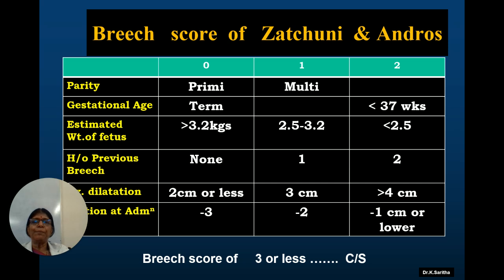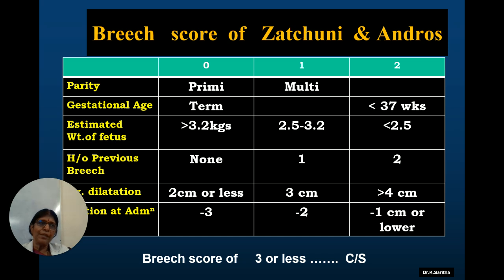So parity: if it is a primi, it is a 0 score, a multi gets 1 score. Gestational age: term is 0, then less than 37 weeks is 2. Estimated weight of the fetus: more than 3.2 kgs, 2.5 to 3.2, and less than 2.5. Now, history of previous breech: none, 1 and 2. And cervical dilatation: 2 centimeters or less, 3 centimeters, or more than 4.